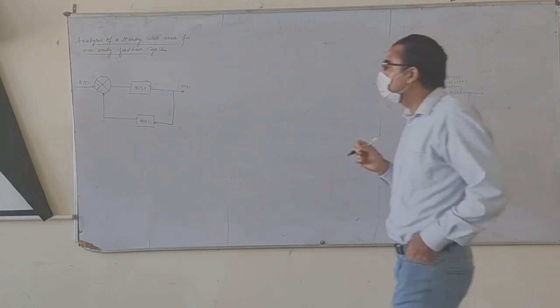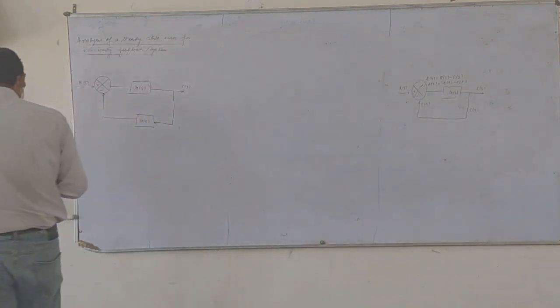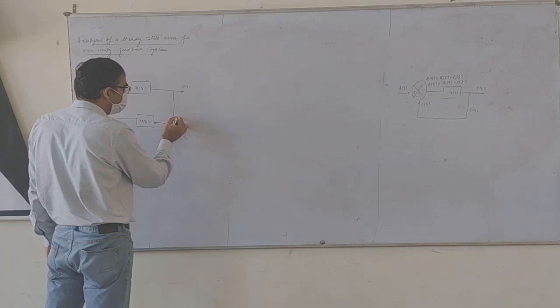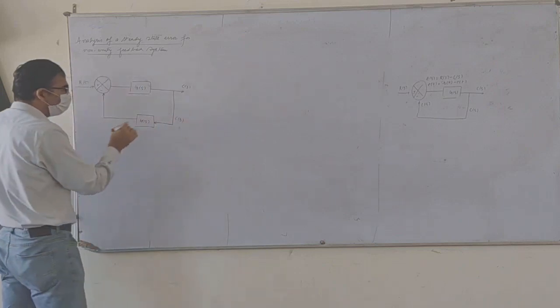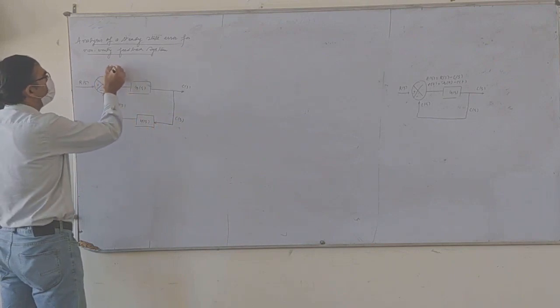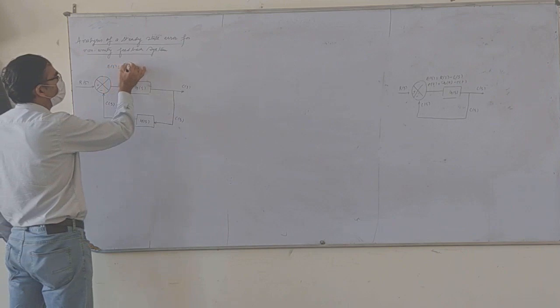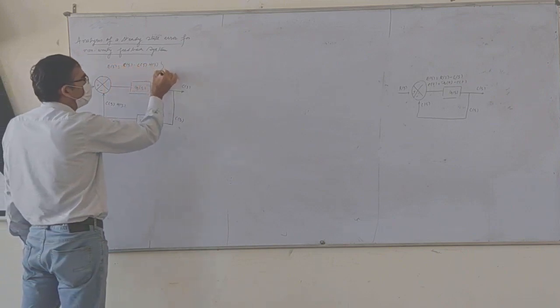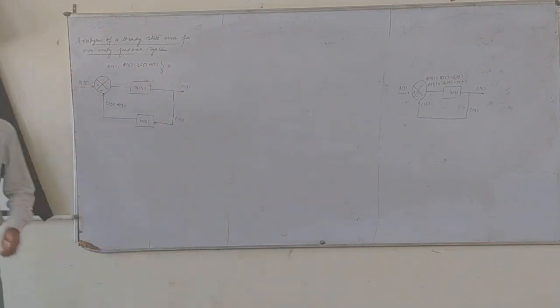Now here, some of the books or some of the authors take the output here, multiply it as C(s)H(s), and then find the error as input R(s) minus C(s)H(s), which is completely wrong. Now why is it completely wrong?